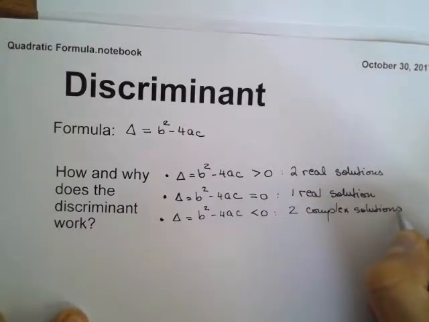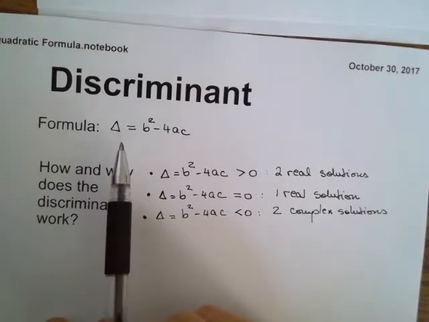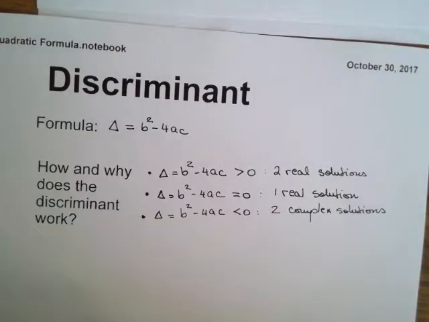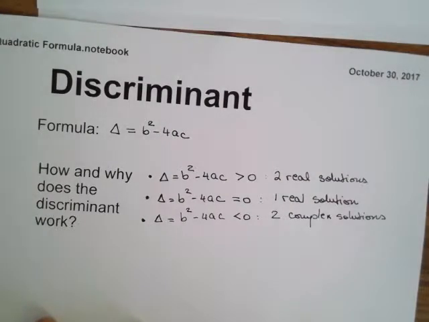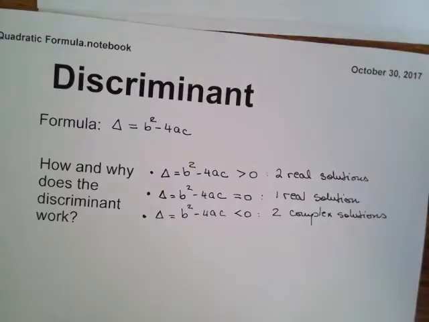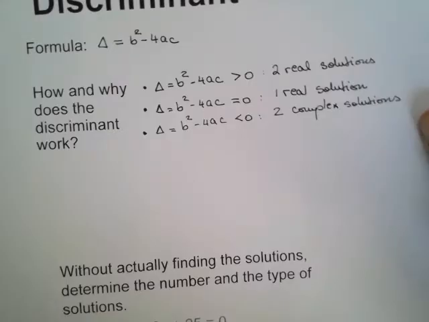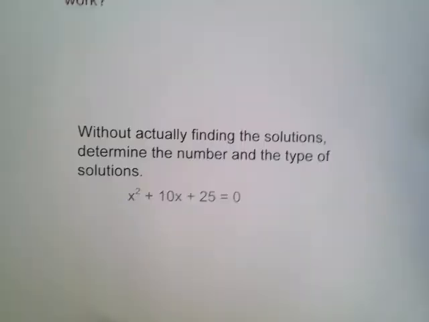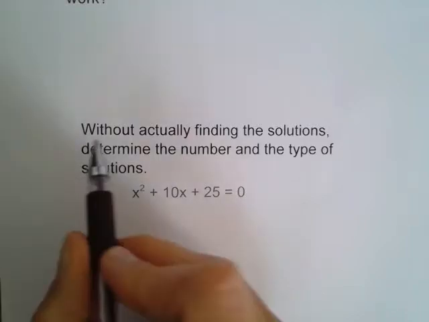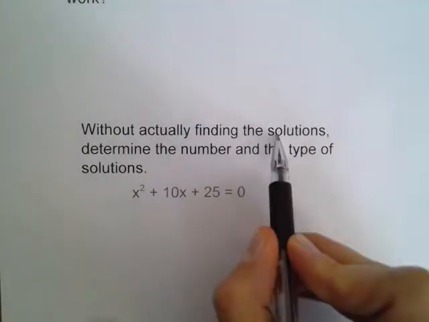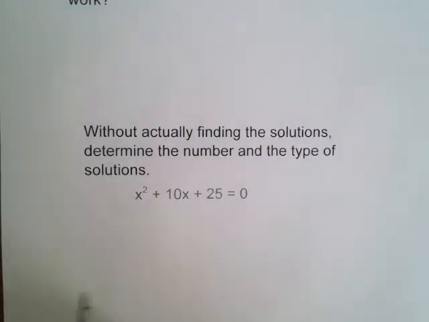So the discriminant, which is b squared minus 4ac, has an important role in giving us information regarding the type and the number of the solutions to a quadratic equation. Now let's see how we can use this in different problems. The discriminant is used whenever you want to get information about the solution without finding the solutions. So without actually finding the solutions, determine the number and type of the solutions for our quadratic equation. We don't need to find the solutions, we just need to find the number and the type.